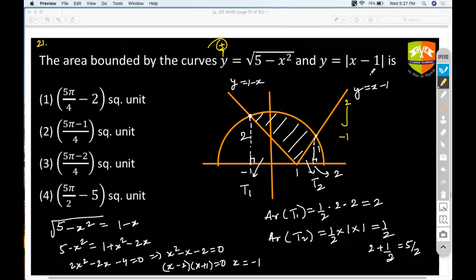Integration of -1 to 2 of under root 5 minus x square dx. That's going to be x by 2 under root 5 minus x square plus 5 by 2 sine inverse x by root 5.